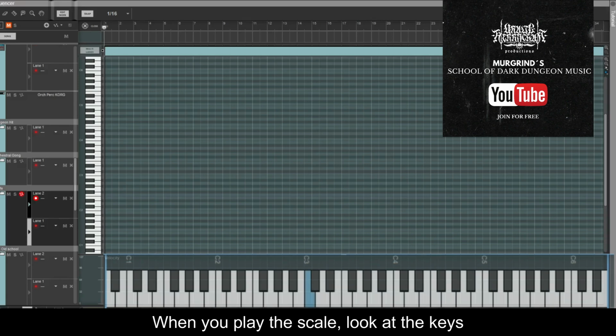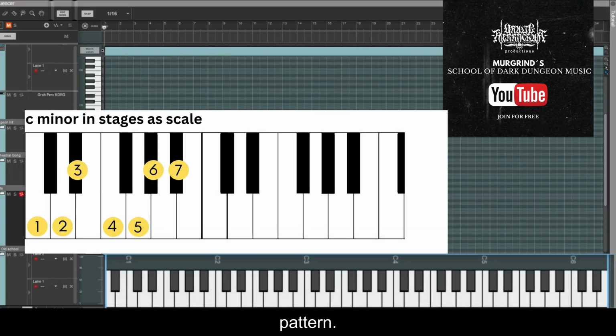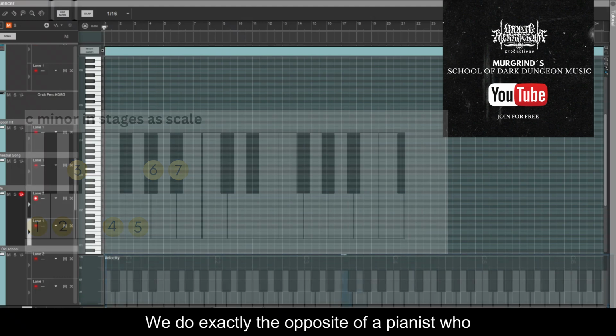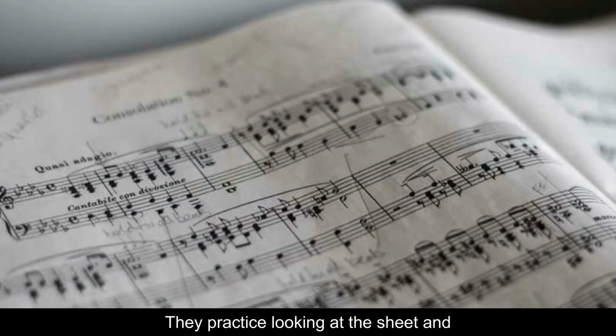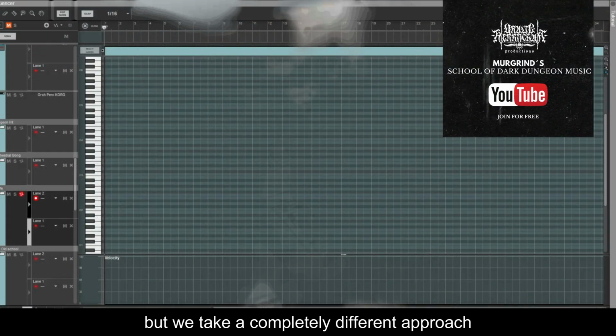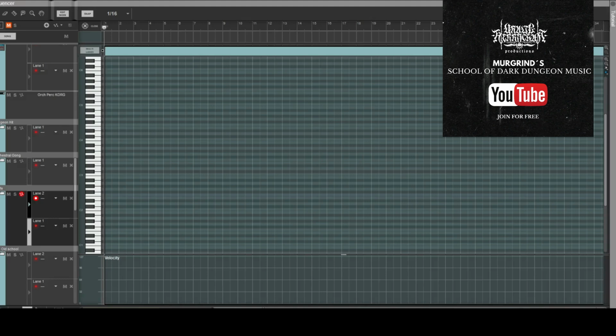When you play the scale, look at the keys so that you can quickly memorize the scale pattern. We do exactly the opposite of a pianist who plays from sheet music. They practice looking at the sheet and reading the notes. But we take a completely different approach because we have completely different goals in mind. We want to be able to play as quickly and freely as possible, improvise and compose with a DAW. Let's go!